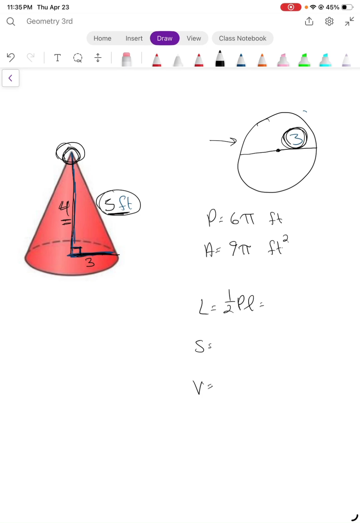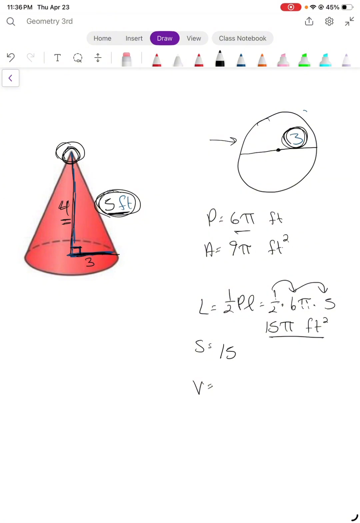So we do 1/2 times the perimeter. Again, the perimeter was 6 pi. Times the slanted height, which is 5. Multiply what we can. Half of 6 is 3. 3 times 5 is 15. So our lateral area is going to be 15 pi. Leave the pi alone. And that is, again, area, so it'll be in feet squared.